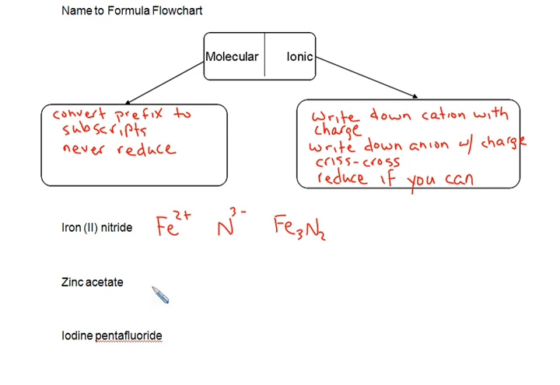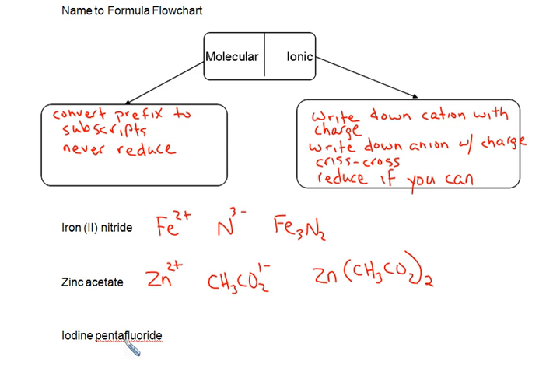Okay, next we've got zinc acetate. Zinc is Zn. This is one of those special ones you're supposed to memorize. Zinc is always 2+. Acetate is CH3CO2 1-. We crisscross and we get Zn1, which we won't write down, and then we have CH3CO2, and we have 2 acetates. So we put a 2 outside the parentheses.